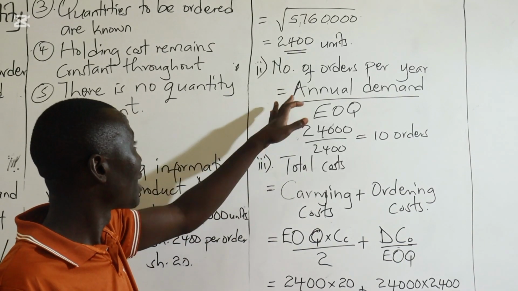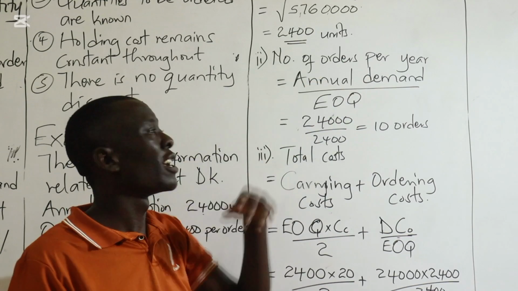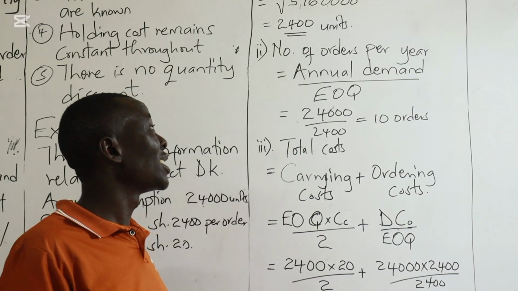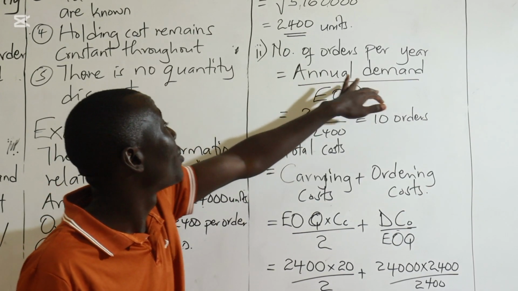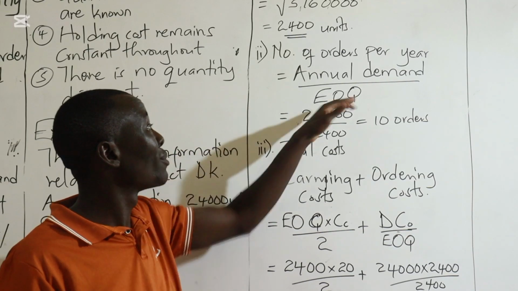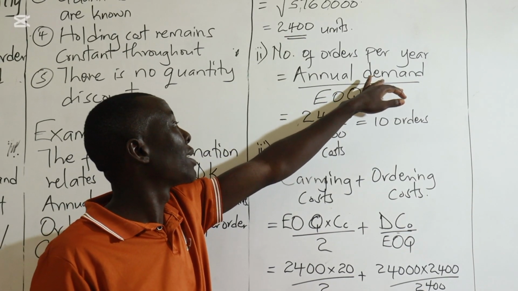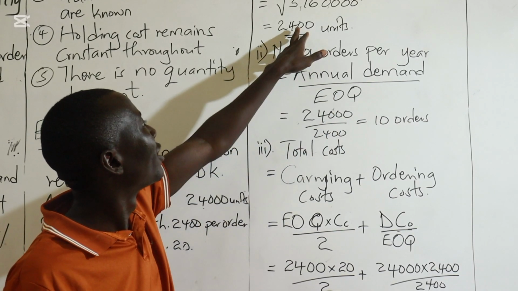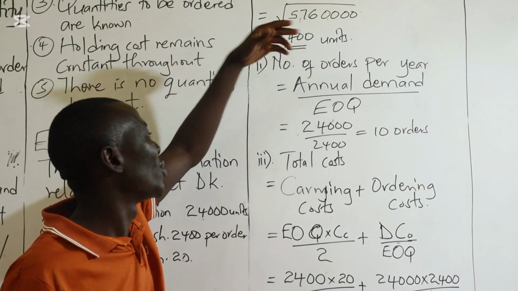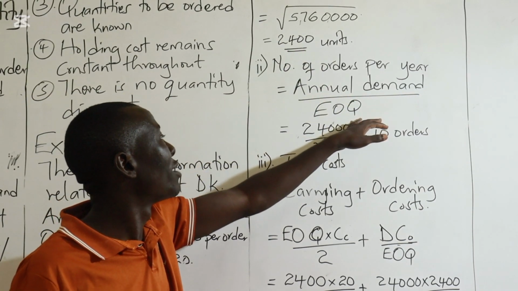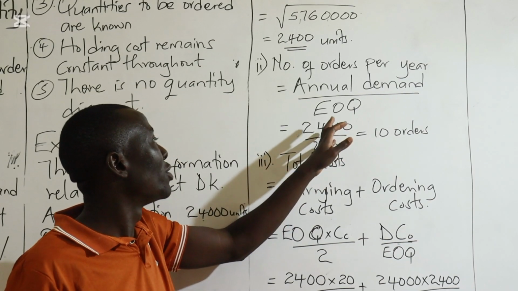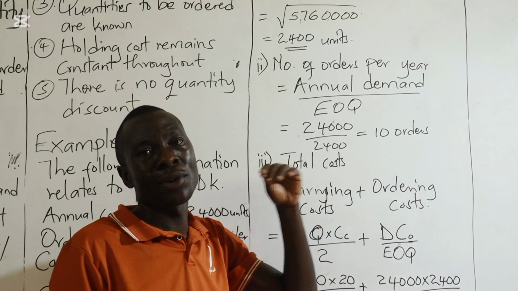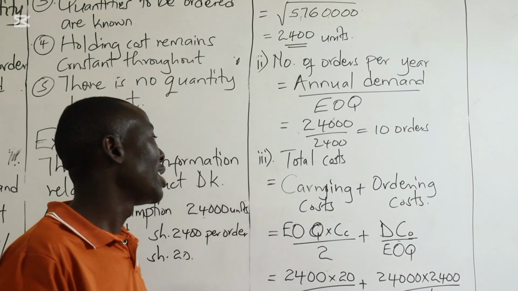The second part is asking for the number of orders per year. How many orders will we make in this particular year? We already know the annual demand, which is the annual consumption, as 24,000. And at each particular moment, we'll be ordering 2,400, which is the EOQ. So this will be annual demand divided by EOQ, which will be 24,000 divided by 2,400, and that means we will place 10 orders that particular year.